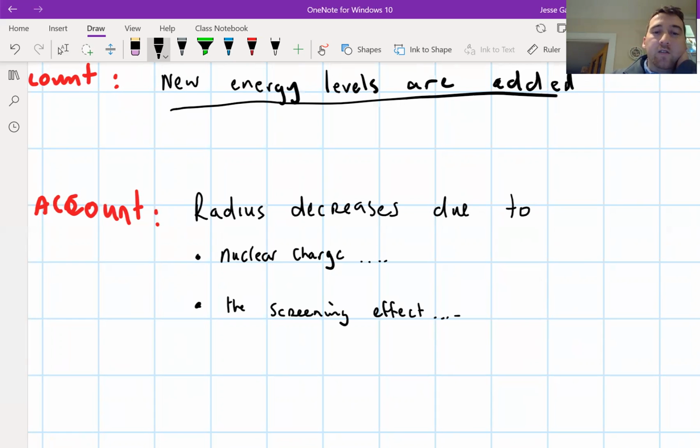Radius decreases due to, okay, so hopefully you've had a go at these. What's happening to nuclear charge? Nuclear charge is increasing. We are adding more protons, so the nuclear charge is increasing. And the screening effect, what happens to it? All the electrons are getting added to the same shell as we go across, which means there's no increase there, no change to screening. So the screening effect does not change.